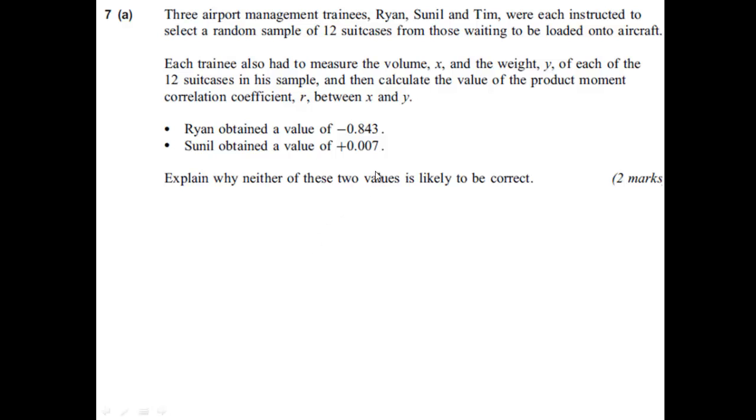In terms of answering the exam question, you need to show that you understand what these mean. So you would write that this is a strong negative correlation. You need to show that you understand what this one means, that it means there's a very, very small positive correlation, practically zero, meaning there's practically no correlation. And then put them both in the context of the question. They're unlikely to be correct because we would expect, as the volume increases, for the weight to increase.